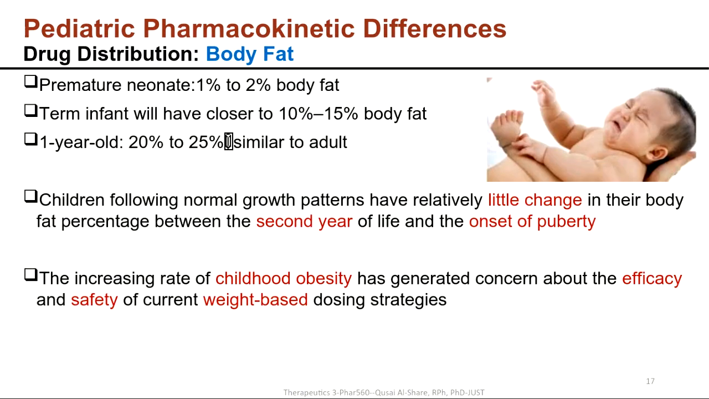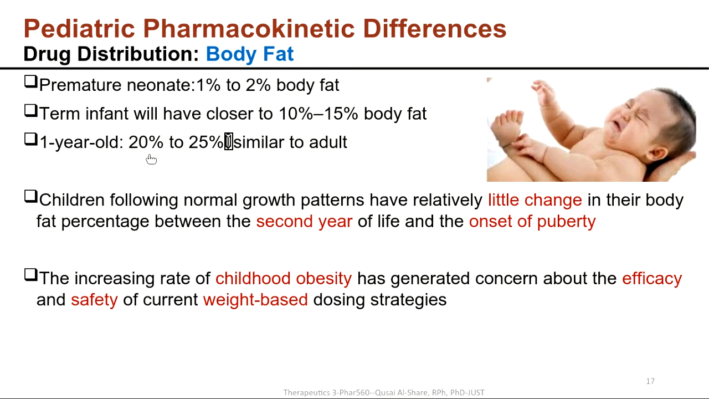The next factor is how much fat they have in their body. If you look, fat is kind of opposite to the water content. As we grow in age, we will have more fat. Premature neonates have 1 to 2% of their body weight as fat. A term infant will have closer to 10 to 15% body fat. And at 1 year and older, it's about 20 to 25% of body weight as fat. So as we grow older, we will have more fatty content.